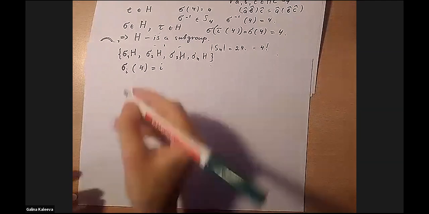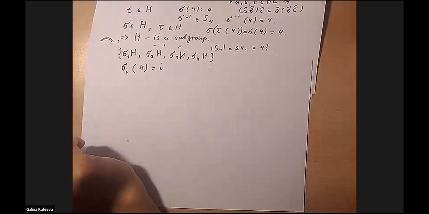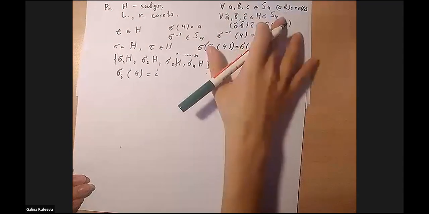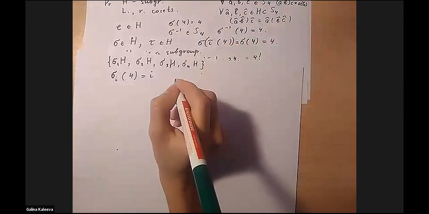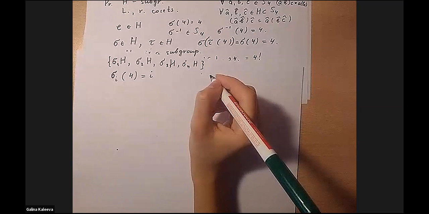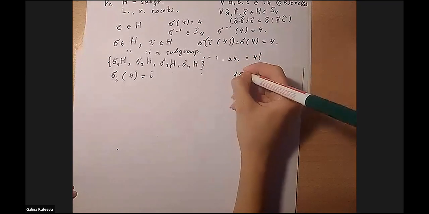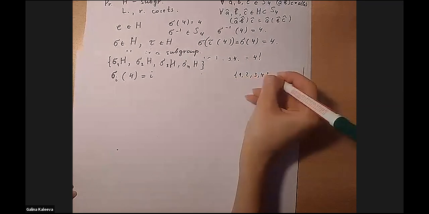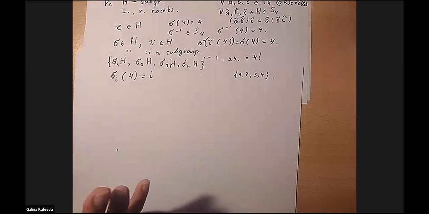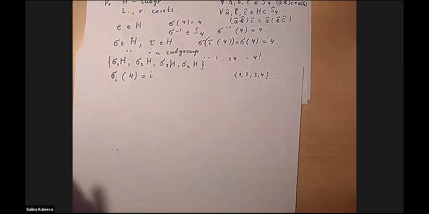First of all, we have to show that if 2 elements act equally on the element 4 of our set, 1, 2, 3, 4, they are in the same left coset. And if they act differently, they are in different cosets, right?